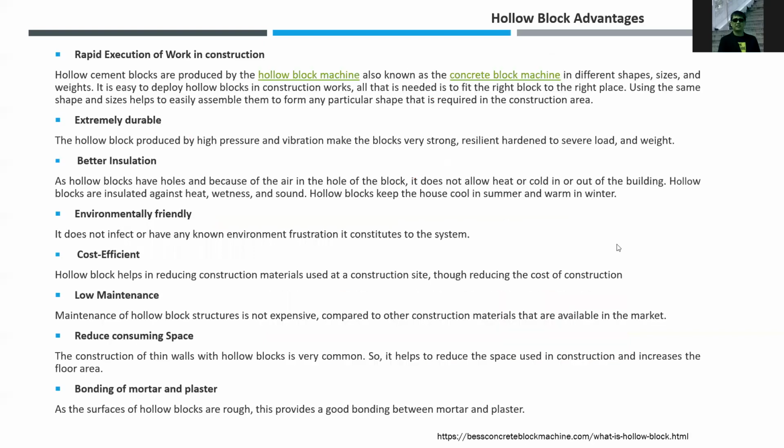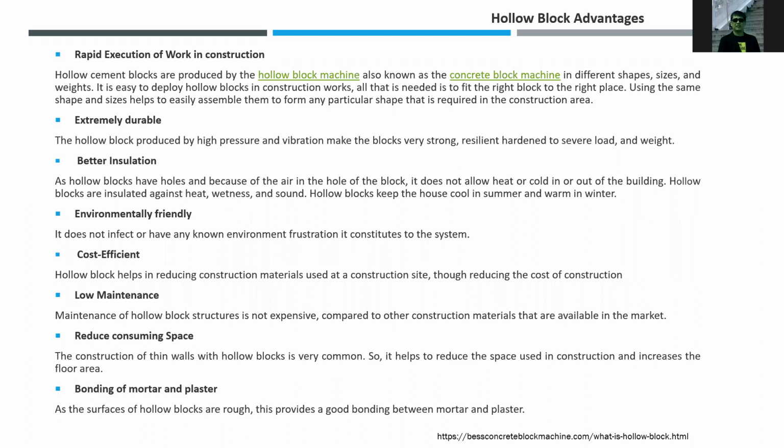So the hollow blocks have advantages. Hollow blocks are produced by a hollow blocks machine, also known as the concrete block machine, in different shapes, sizes, and weights. It is easy to deploy hollow blocks in construction works. That is why it is always used in the Philippines. All that is needed is to fit the right block at the right place. Using the same shape and size helps to easily assemble them to form any particular shape required in the construction area.